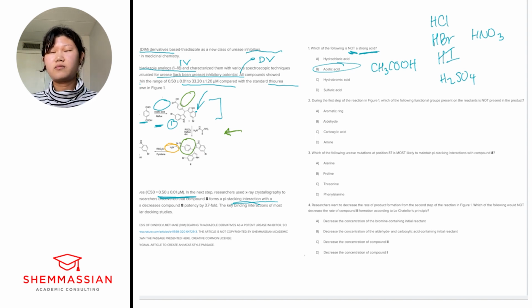So when you're reviewing, let's say you missed this question and you want to review it. You should not only review the correct answer, you should also review the incorrect answers as well. So for a content question like this one, I review all the common strong acids and all the common weak acids.